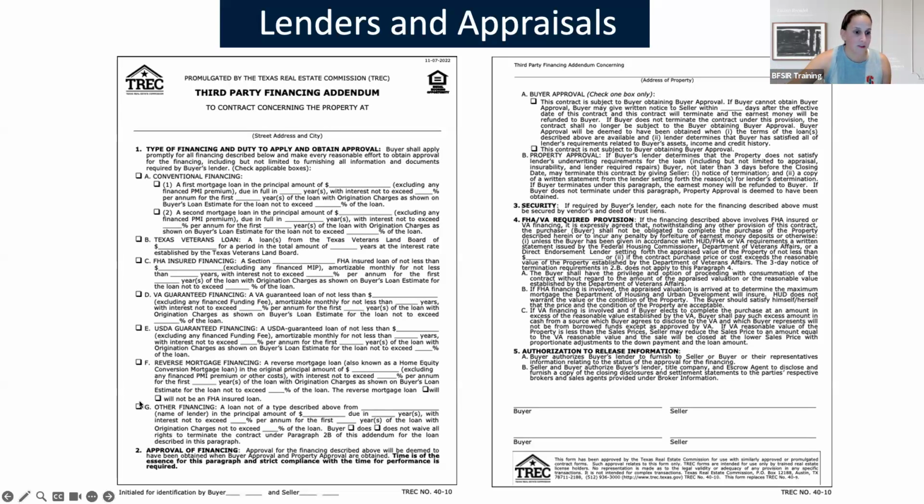So these are the different types of loans. The one that I want to point out here is other financing. This was the new provision that got added in 2022.